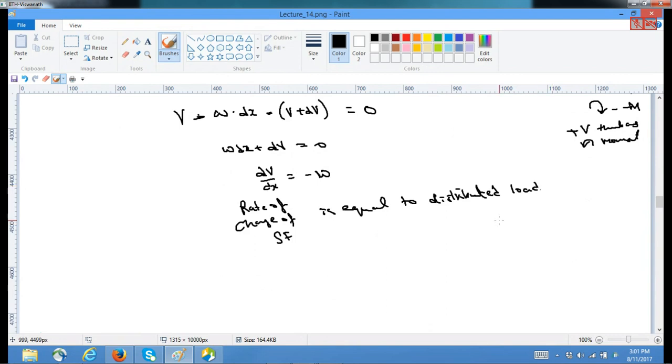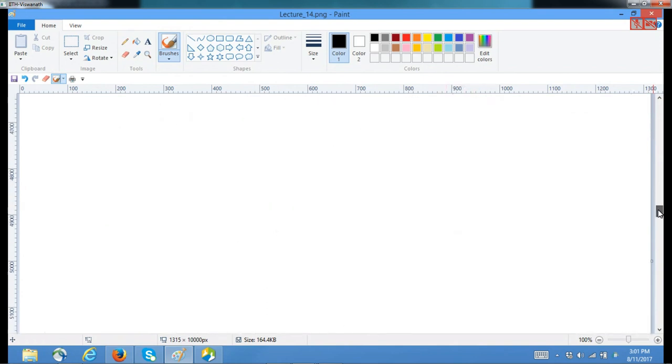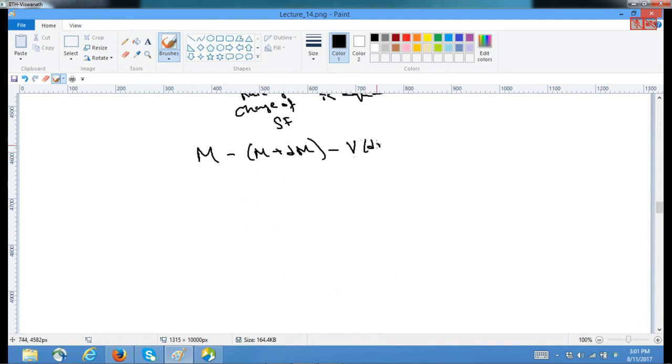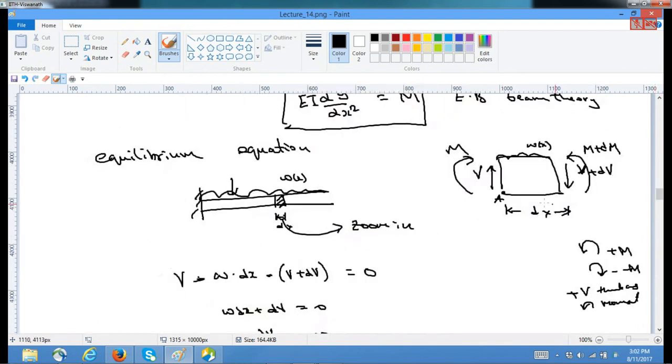Now similarly, let me take the moment balance. When I take the moment balance, it is positive, and the other one, M plus dM, is negative. Next, my shear force is also creating a moment. So anyway, this one will not. Let me take a moment about A. Let me call it P. If I take the moment about it, this would not contribute. However, this would cause a clockwise moment.